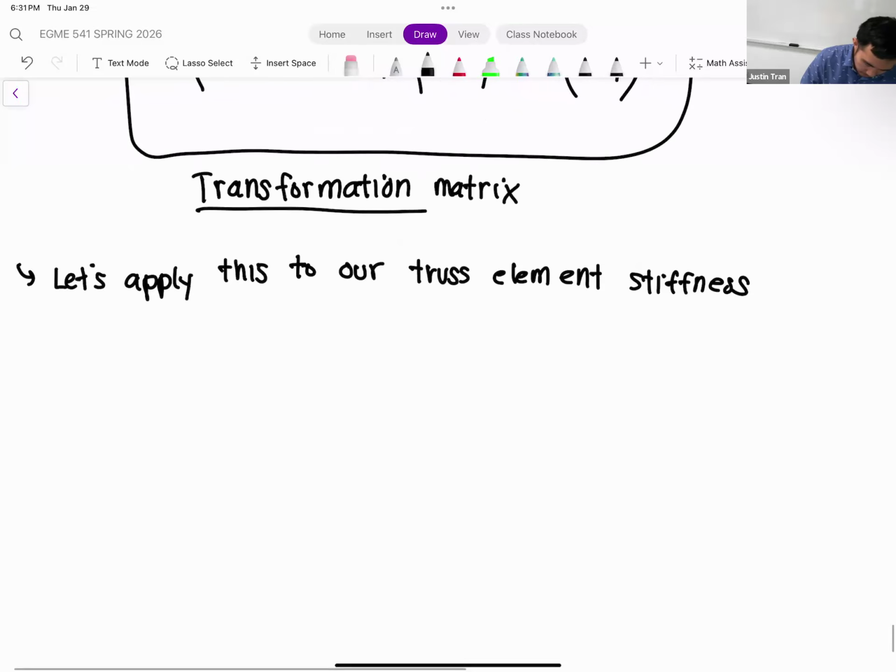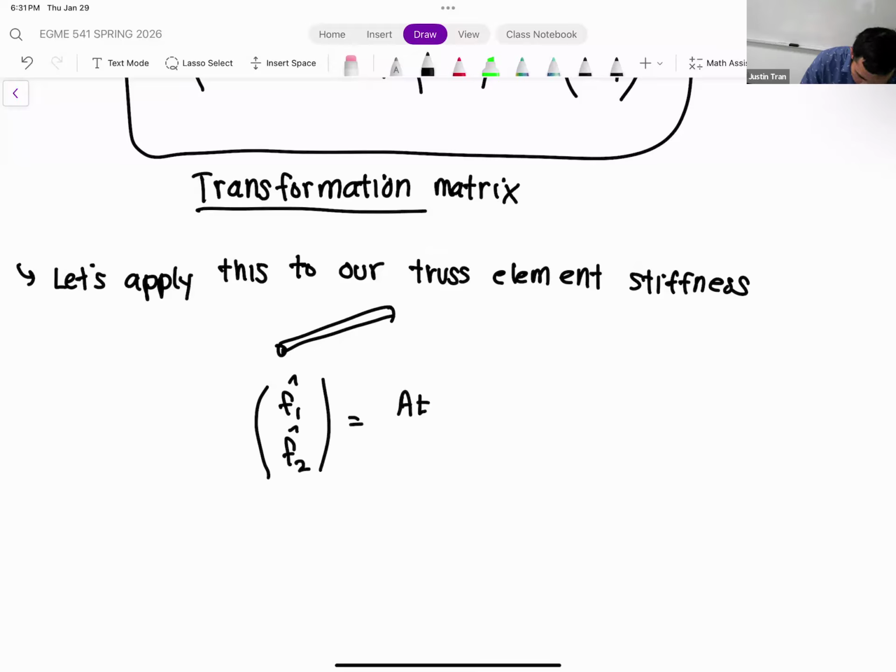And so our truss element stiffness matrix for, let's say, a generic truss here. Our element stiffness matrix is going to be F1 hat, F2 hat is equal to AE over L times 1, minus 1, minus 1, 1, D1 hat, D2 hat.